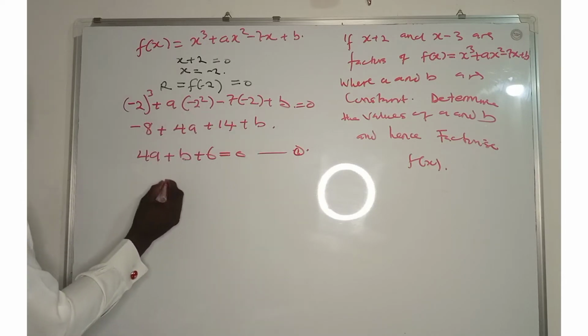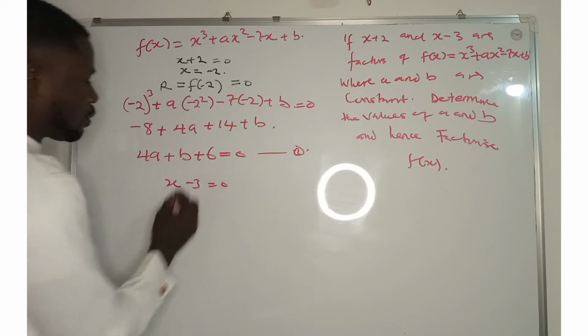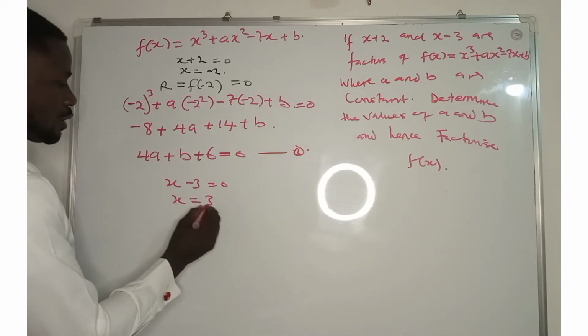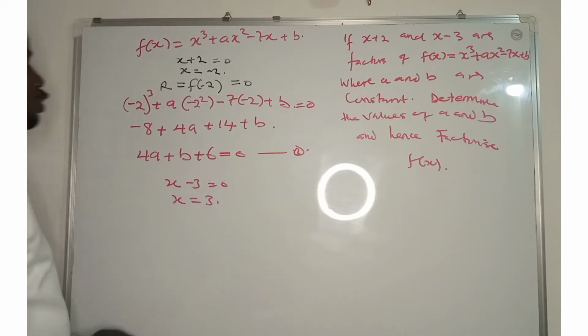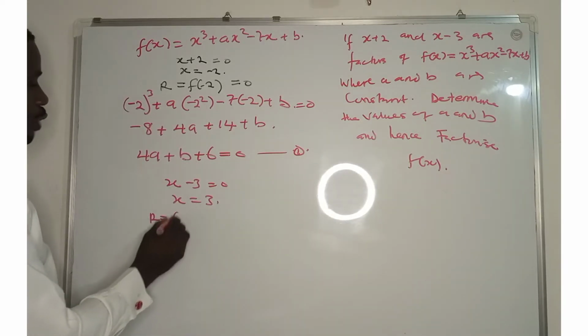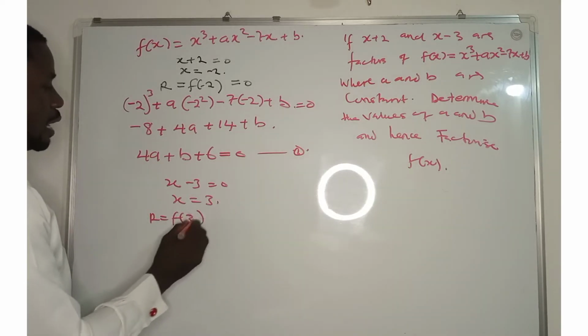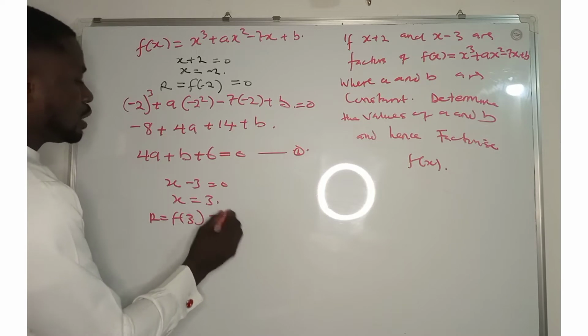Again, we were given another factor, x minus 3. If I say x minus 3 should be equal to 0, this will become x equal to 3. It means we have to substitute 3 wherever we have x. That becomes the remainder equal to f of 3. Of course, in this case, our f of 3 has to be equal to 0.